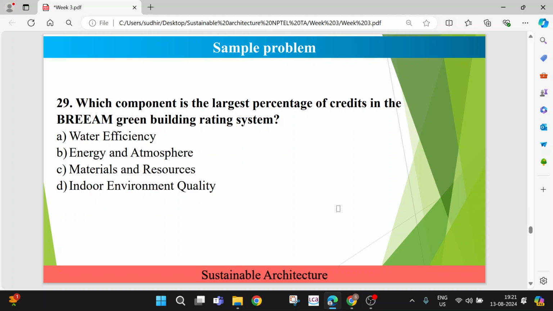Here is question 29. Different building rating schemes have been discussed. Based on that, try to answer this question: which component is given the largest weightage, or the largest percentage of credit, in the BREEAM green building rating system? Energy and atmosphere. Or as per Elena, option B.